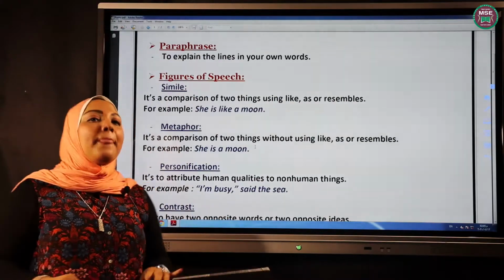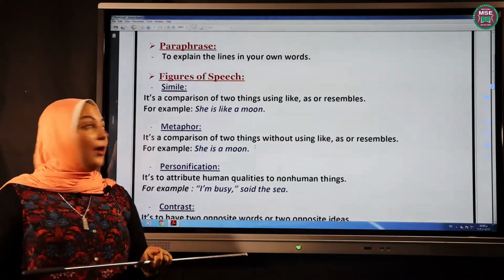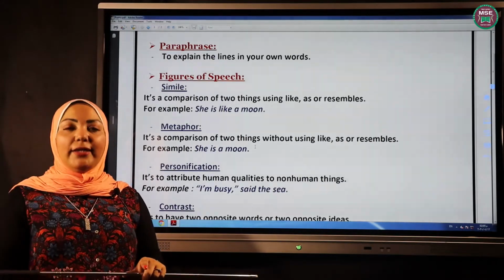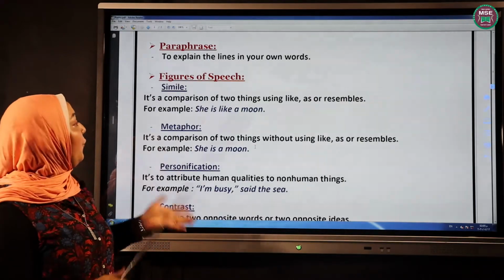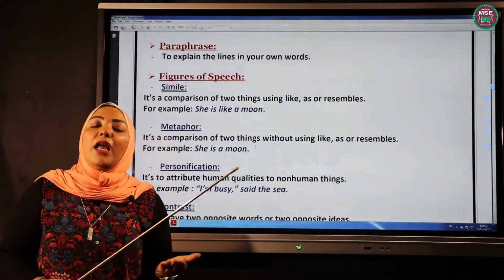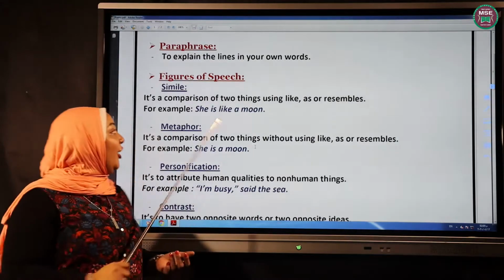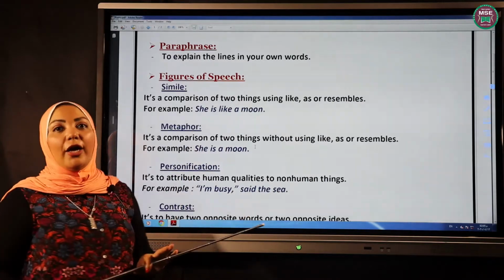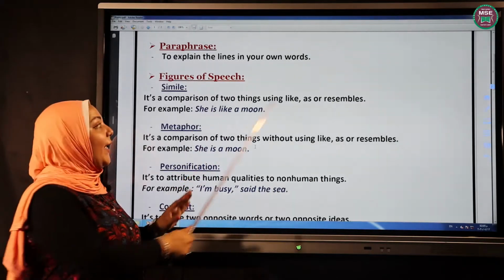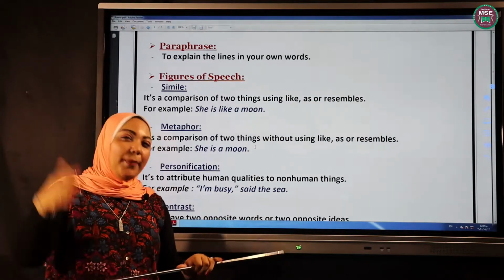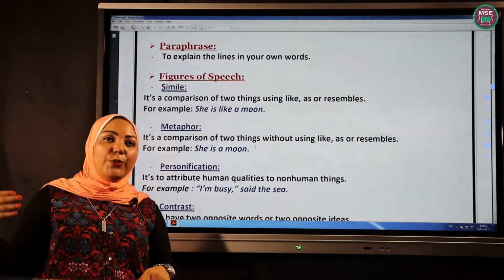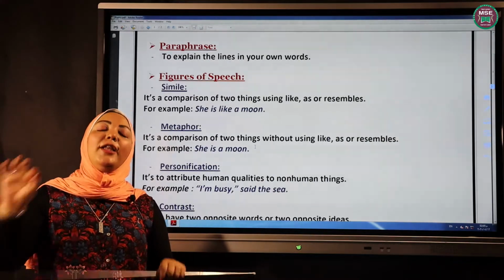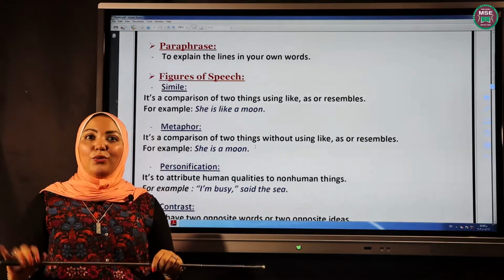What is a simile? It's to compare two things using like, as, or resembles, okay? So, for example, when you say, she is like a moon, here you compare this girl to a moon using the word like. And of course, instead of like, you can find as or resembles. You remember the poem by William Wordsworth? Okay, I wandered lonely as a cloud. In this line, he compared himself to a cloud.